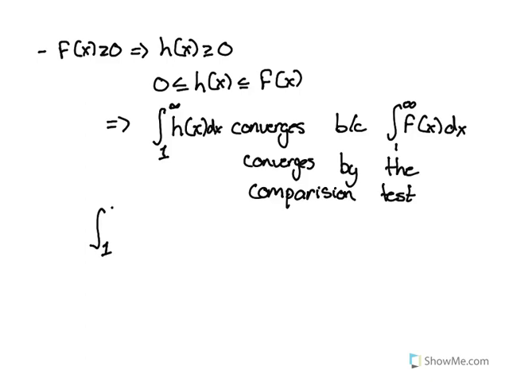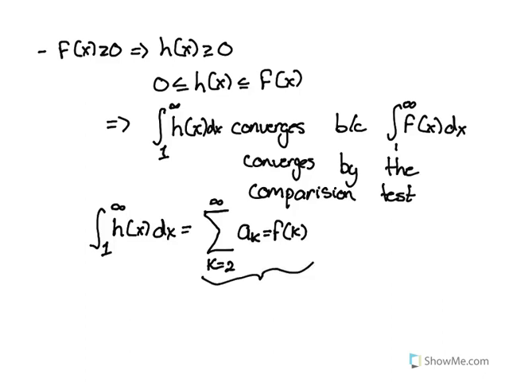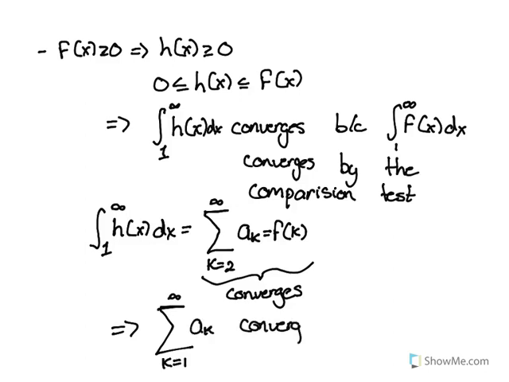And of course, the integral from 1 to infinity of h of x, we just said, was equal to the series starting at k equals 2 of ak, which is equal to f of k, to infinity. So this series converges. And this implies that the whole series converges. So this implies that the series k equals 1 to infinity of ak converges by a theorem we did last time, which I called the tail of series theorem.